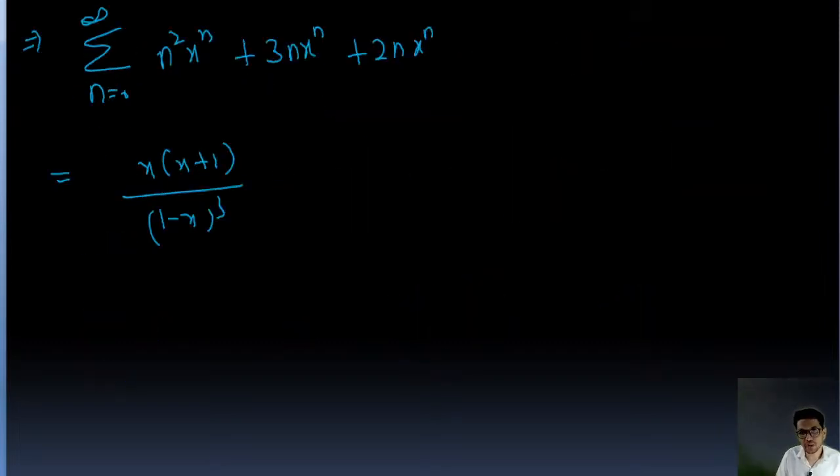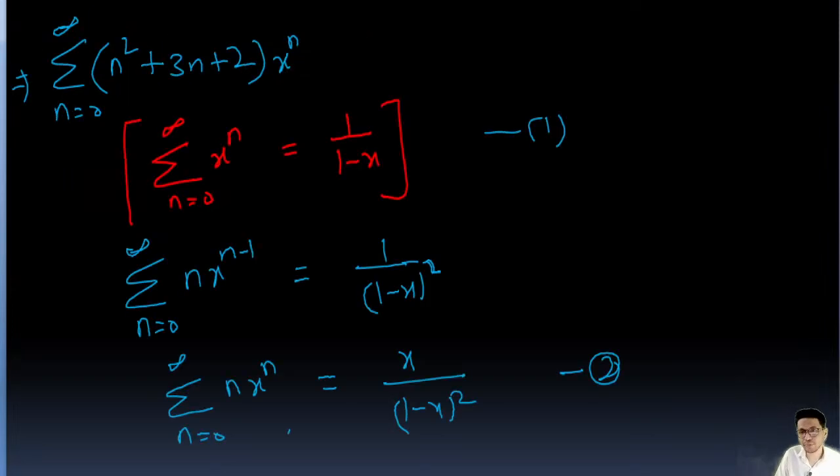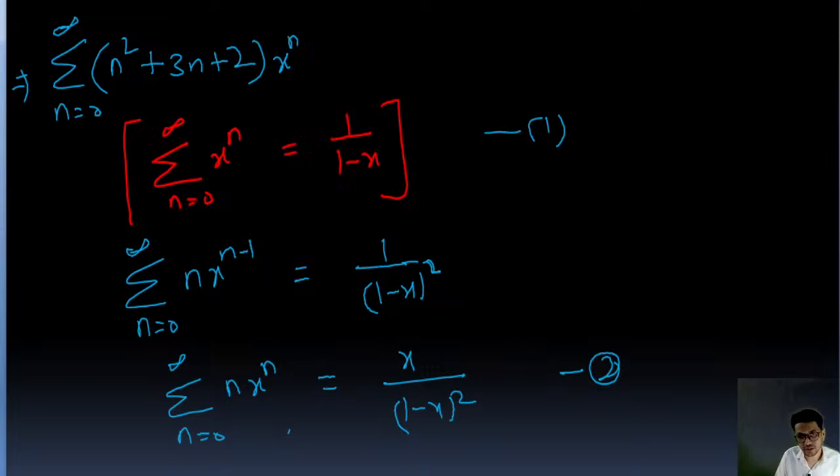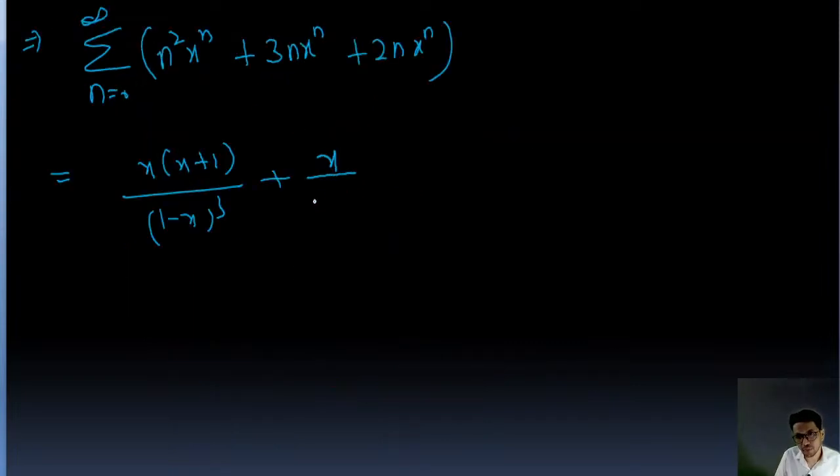Now second is 3n, this is sigma, right? Sigma 3n x to the power n. The n x to the power n value is this one, x upon 1 minus x square, right? This is going to be 3 sigma n equal to 0 to infinity n x to the power n, whose value we have got here, x upon 1 minus x whole square.